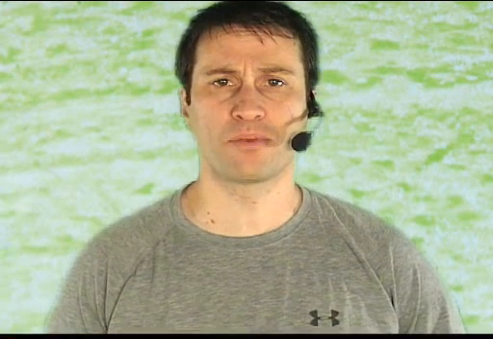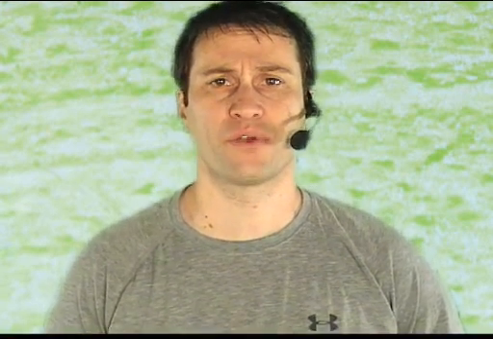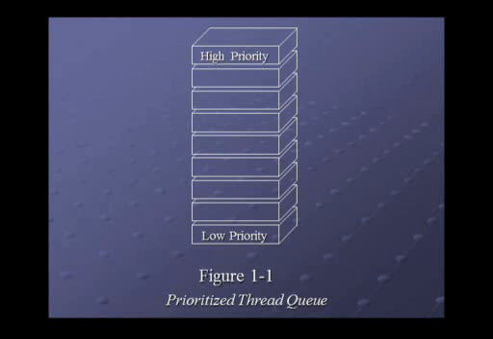Here's a conceptual representation of the prioritized thread queue. The thread on the top of the queue is the next thread that will be allowed to execute in the system. It's on top of the queue because it has the combination of the highest thread priority out of all the threads in the system, and it has been waiting the longest for execution time. Note that priority trumps wait time.